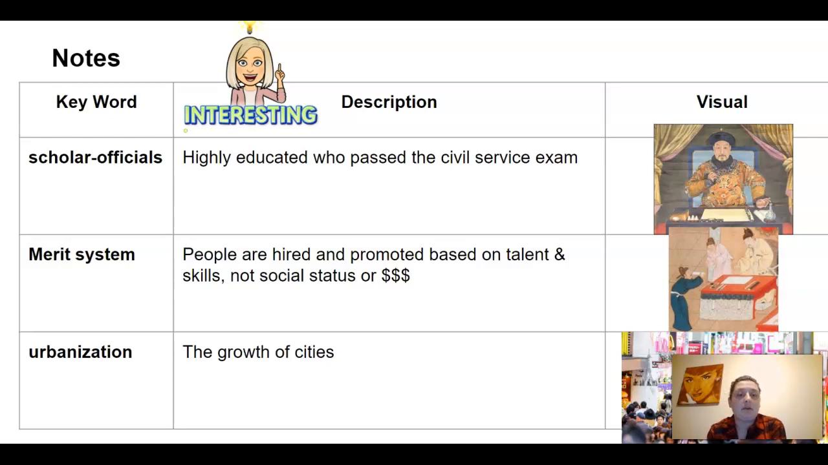The merit system is a system where people are hired and promoted based on talent and skill, not social status or wealth. So in other societies, we've seen people born into power, essentially. The merit system is like you need to earn it and you need to work your way to get what you want. You're not just born ruling the country. You have to work your way up. And then urbanization is just the growth of cities.